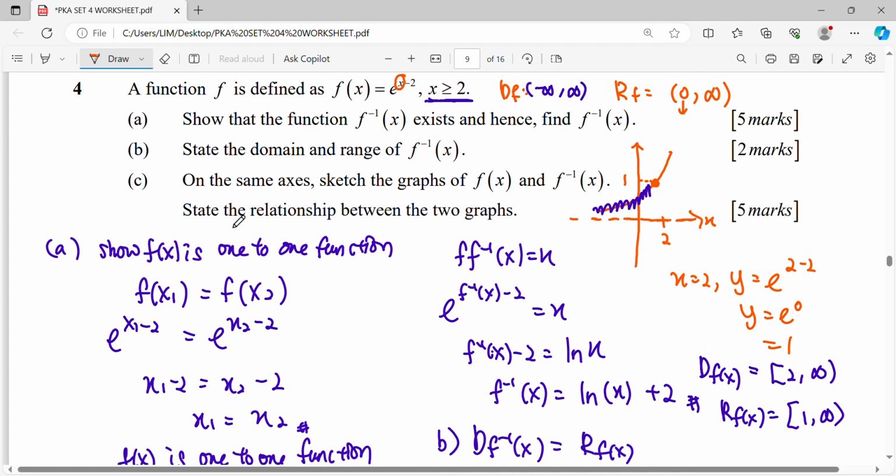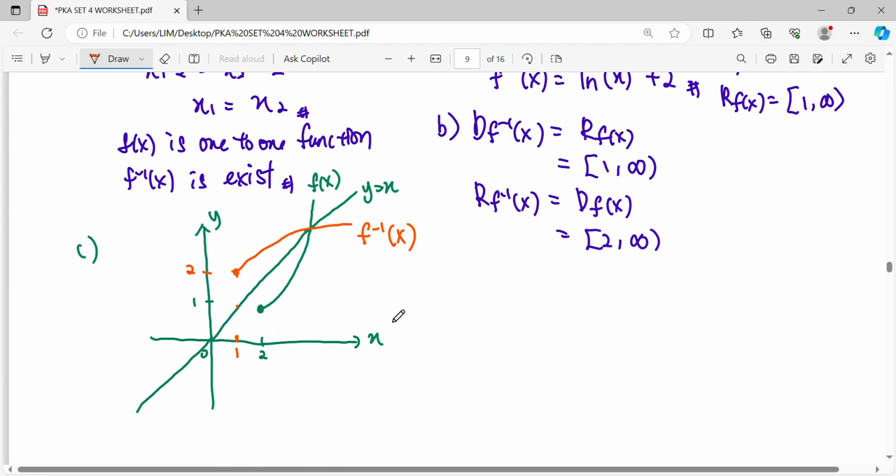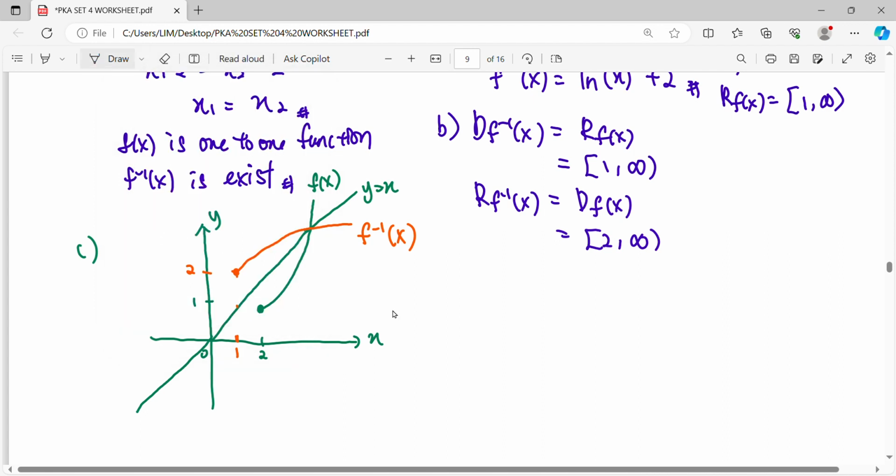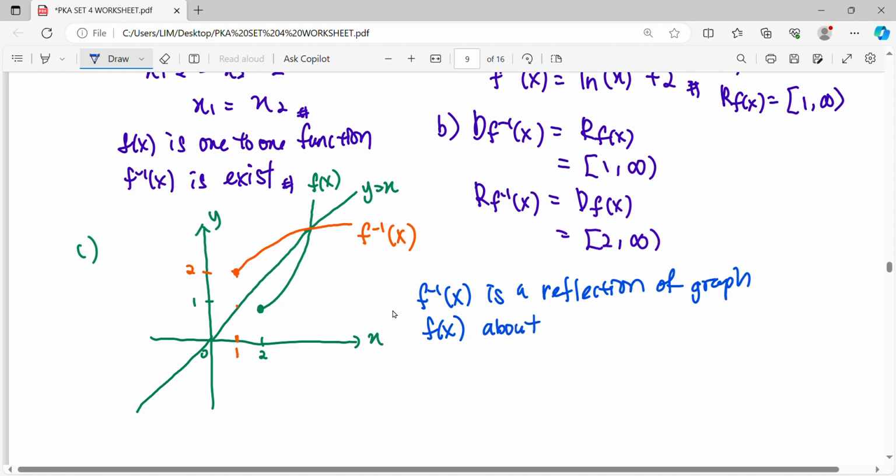Then state the relationship between these two graphs. Their relationship is that f inverse is a reflection of the graph of f(x) about the line y equals x.